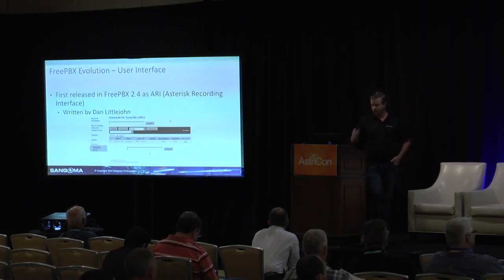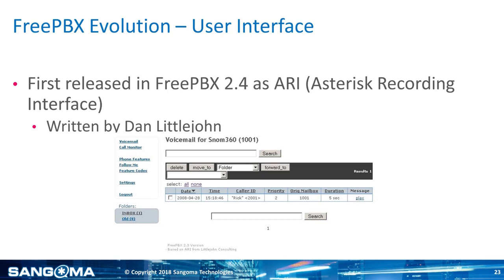The user interface for FreePBX, first release in about FreePBX 2.4, from what I can tell. It was called ARI. Again, another naming conflict that's going to come up, right? Because now Asterisk has ARI. They called it the Asterisk recording interface at that time. That's what it looked like. You could play back files, voicemails, you name it, back in version 2.4 of FreePBX, which was probably around 2006 or so.